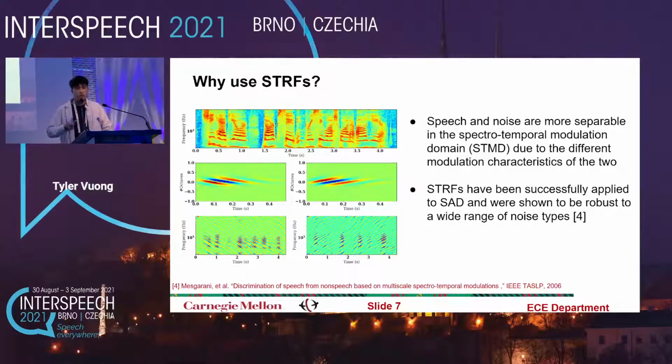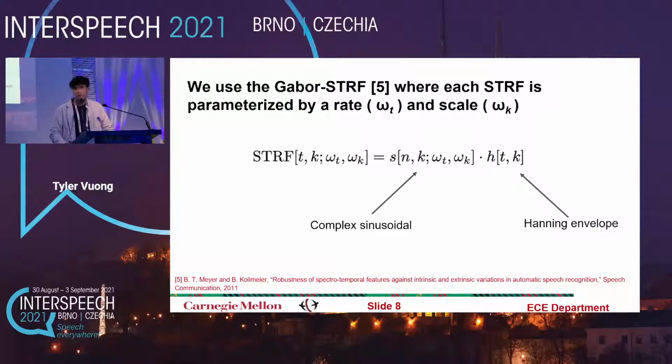And then we also use STRFs because they have been successfully applied to speech activity detection, but they do it quite differently, and we'll explain that later. That previous work that used these STRFs to extract more robust features is what motivated this work. There are many different implementations of STRFs, some more complicated than others. For this implementation, we used the Gabor-based STRF, which is basically just a multiplication of a complex sinusoid and a Hanning window.